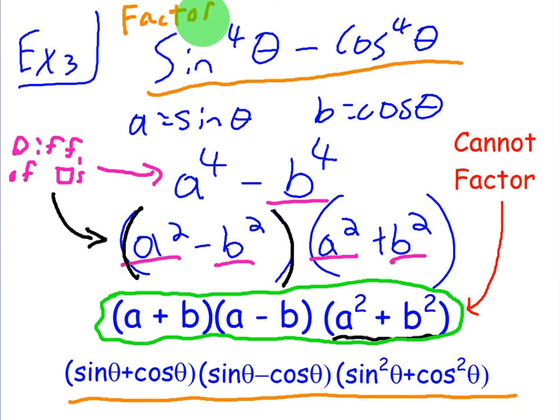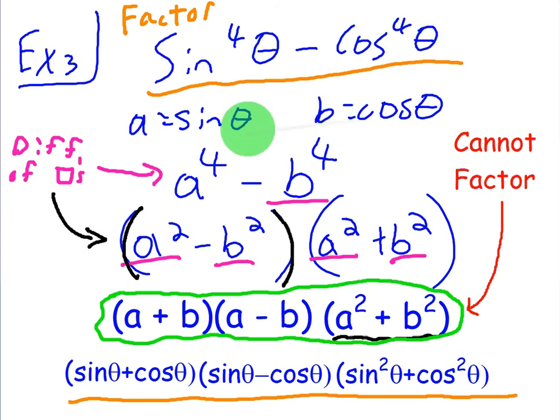We are now going to look at our third example of factoring trig expressions. First we have the example: sine to the fourth theta minus cosine to the fourth of theta. So we have a difference of powers of 4, not a difference of squares. We are going to follow the same steps we looked at before.